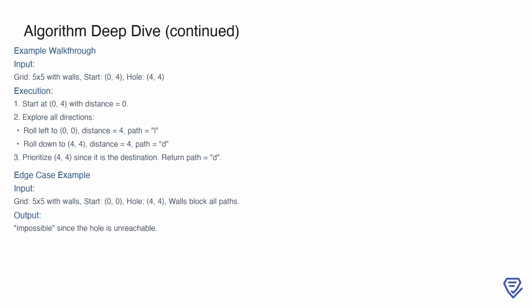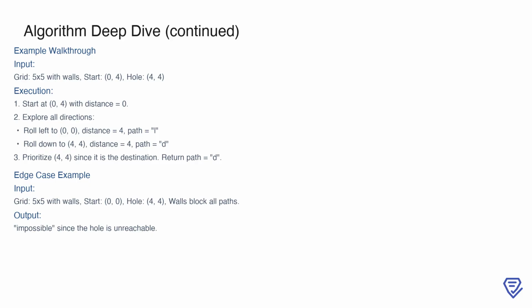To better understand the algorithm, let's walk through an example. Consider a 5x5 grid with walls, where the ball starts at position (0, 4), and the hole is at (4, 4). Initially, the distance is 0. From the starting point, we explore all possible directions.